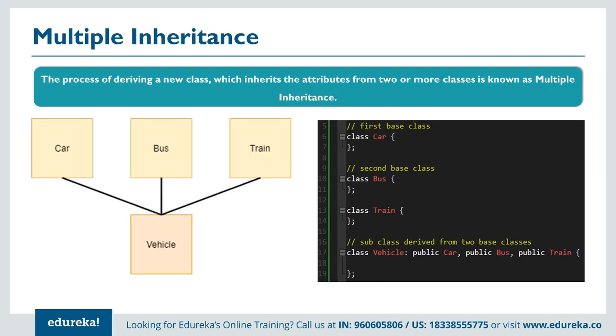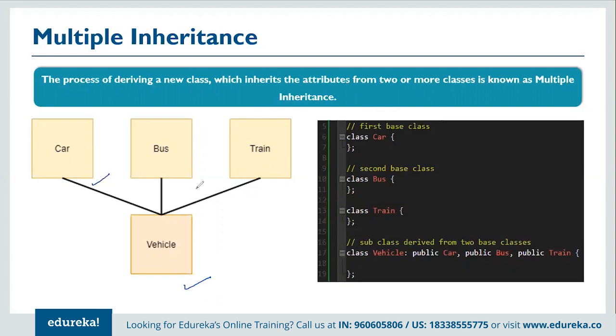Then next is multiple inheritance. So what happens in multiple inheritance? The process of deriving a new class which inherits the attributes from two or more classes is known as multiple inheritance. Now here you have a vehicle. A vehicle could be inheriting a car and a bus and a train, maybe, for example. This is a hypothetical scenario or an example. So maybe vehicle will get the attributes or methods of car and also bus and also train. This concept is known as multiple inheritance.